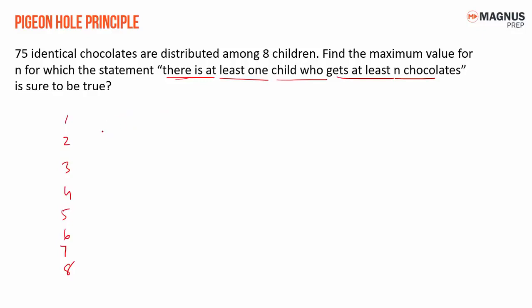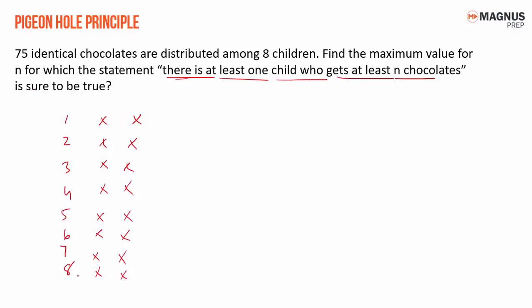Just like before, let's work out the worst case scenario. We have to distribute it in such a way that we are giving as little as possible to each and every child. So how do we go about doing that? We'll start by giving one each to every child. Once I give one each to every child, how many chocolates am I left with? 75 minus 8. Similarly, I'll keep on giving one each. Where do I reach eventually? The nearest multiple of 8 which is less than 75. So what is that number I'm looking for? I'm looking at the number 72, right?